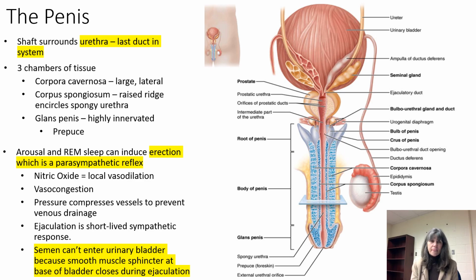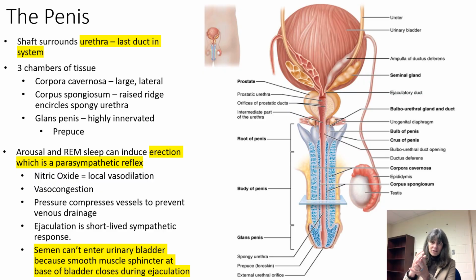surface of the penis. The glans penis is actually a continuation of the corpus spongiosum and is covered by a foreskin, which is also known as the prepuce, which is highly innervated. Now, when sexual excitation occurs, that is a parasympathetic reflex, and arousal and REM sleep can also cause this parasympathetic reflex to occur. What happens during erection is nitric oxide will be released, causing local vasodilation.